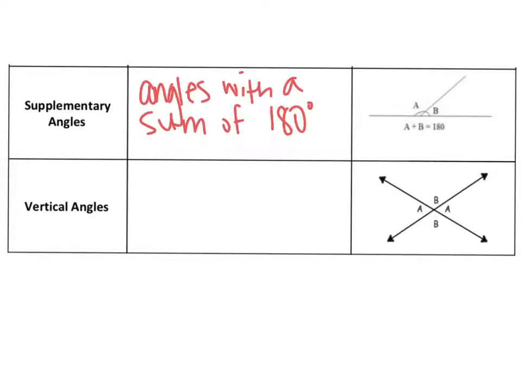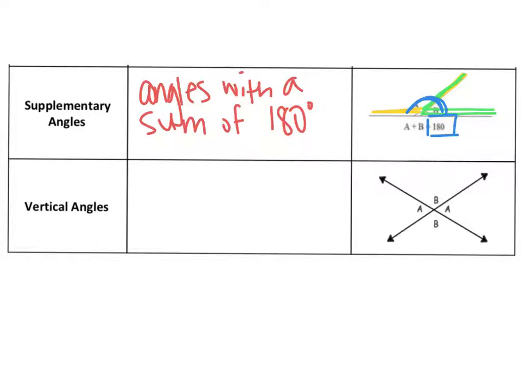If you look at our example, you'll see that we have angle A, and that would be considered an obtuse angle because it's greater than 90 degrees. And then we have angle B, which would be an acute angle because it's less than 90 degrees. But together, if we add angle A and B together, we get a sum of 180 degrees, making them supplementary angles. So that would be their relationship.